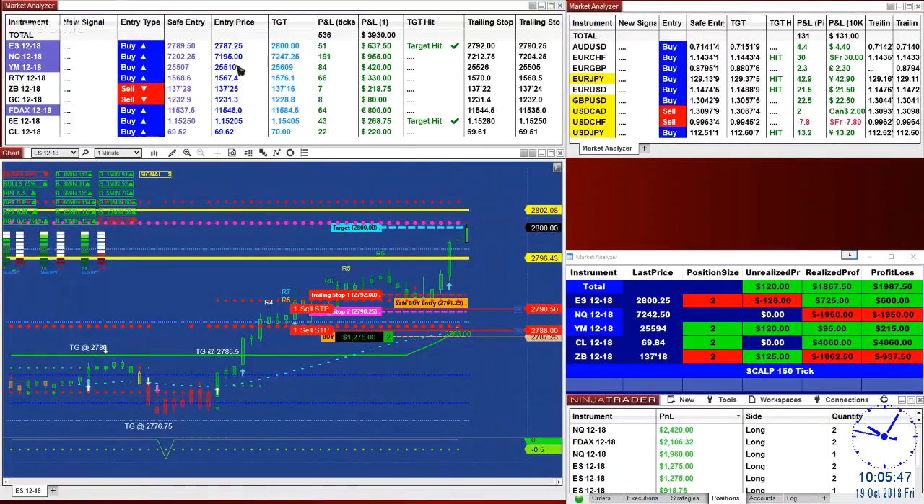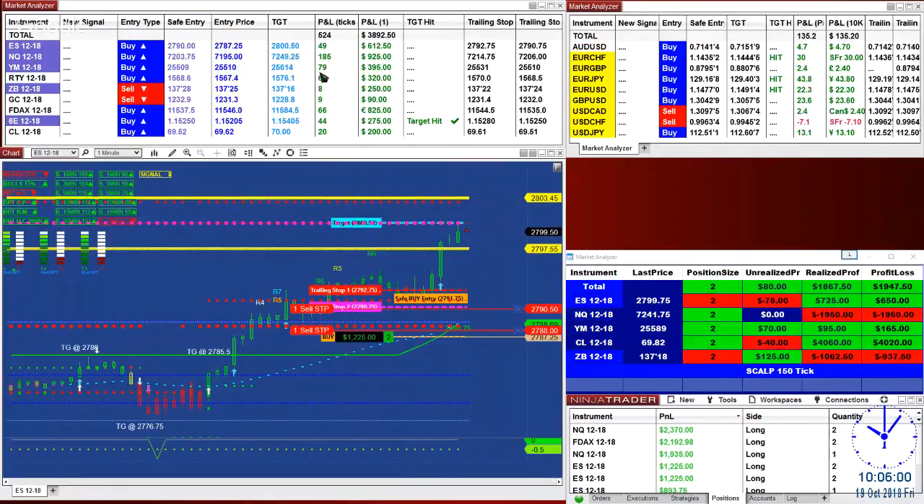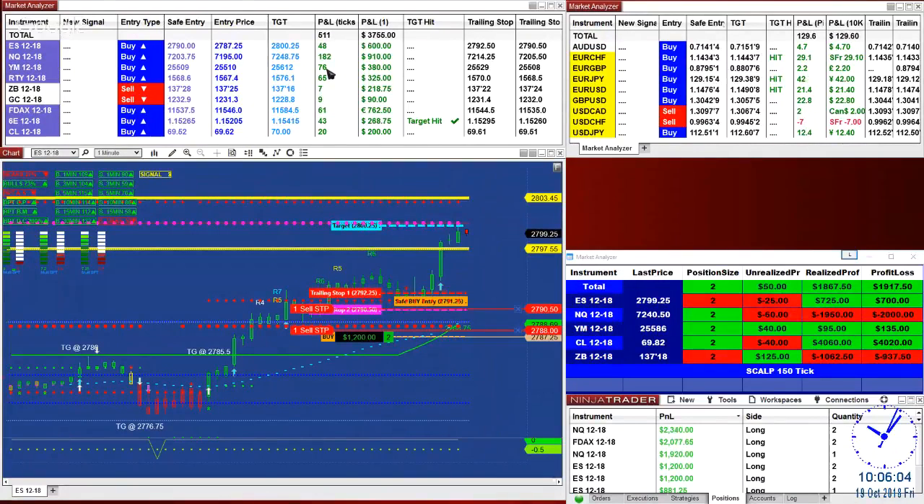The Nasdaq entry is 7195, target 7247.25. Nailed 185 ticks, and then the YM entry nailed 76. All in all, right now, from 9:30, we have 500 ticks based on the last entry signal. It's not all day, based on the last entry signal.